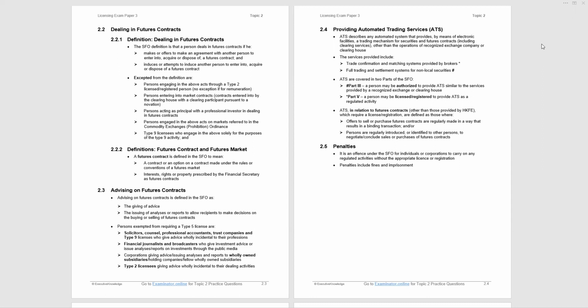So you're not considered to be dealing in futures if you're engaging in that act through a type 2 person. No exception if for remuneration. In other words, if you're a retail investor or if you are an investor going through a licensed corporation, you yourself don't need the license. It's the broker, the licensed corporation that needs it.